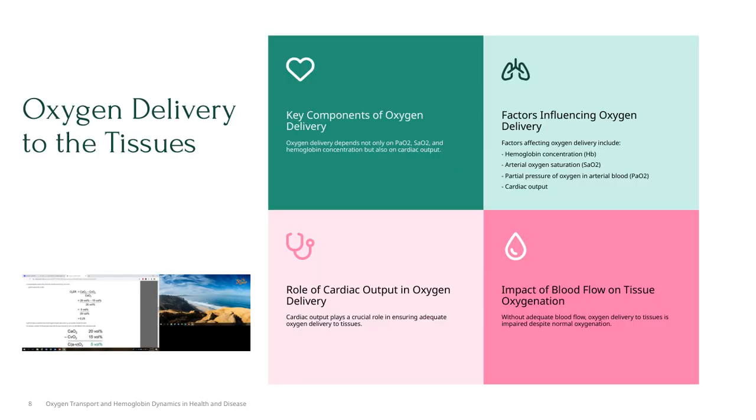Let's take a closer look at the key components of oxygen delivery. As we've discussed earlier, oxygen delivery depends on factors like PaO2, SaO2, and hemoglobin concentration. However, an often overlooked but equally critical element is cardiac output. Cardiac output essentially represents how much blood the heart pumps per minute. It plays a vital role in ensuring that oxygen-rich blood reaches all tissues effectively. No matter how well oxygen is loaded onto hemoglobin, if blood flow isn't adequate, tissues won't receive enough oxygen.